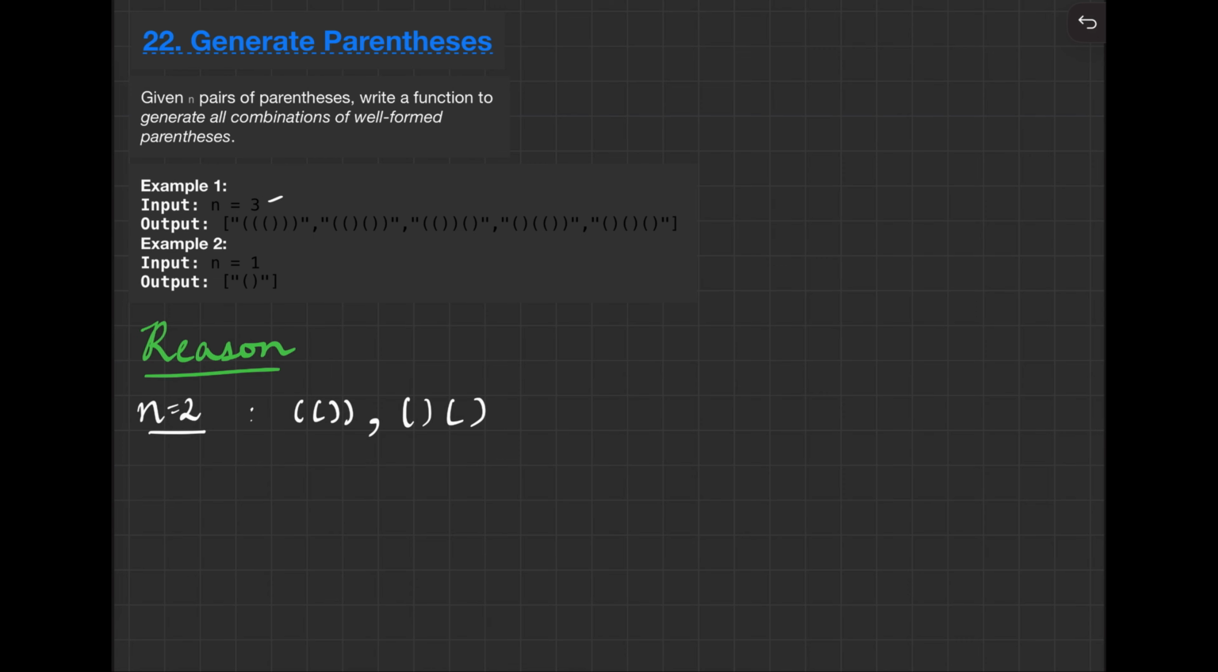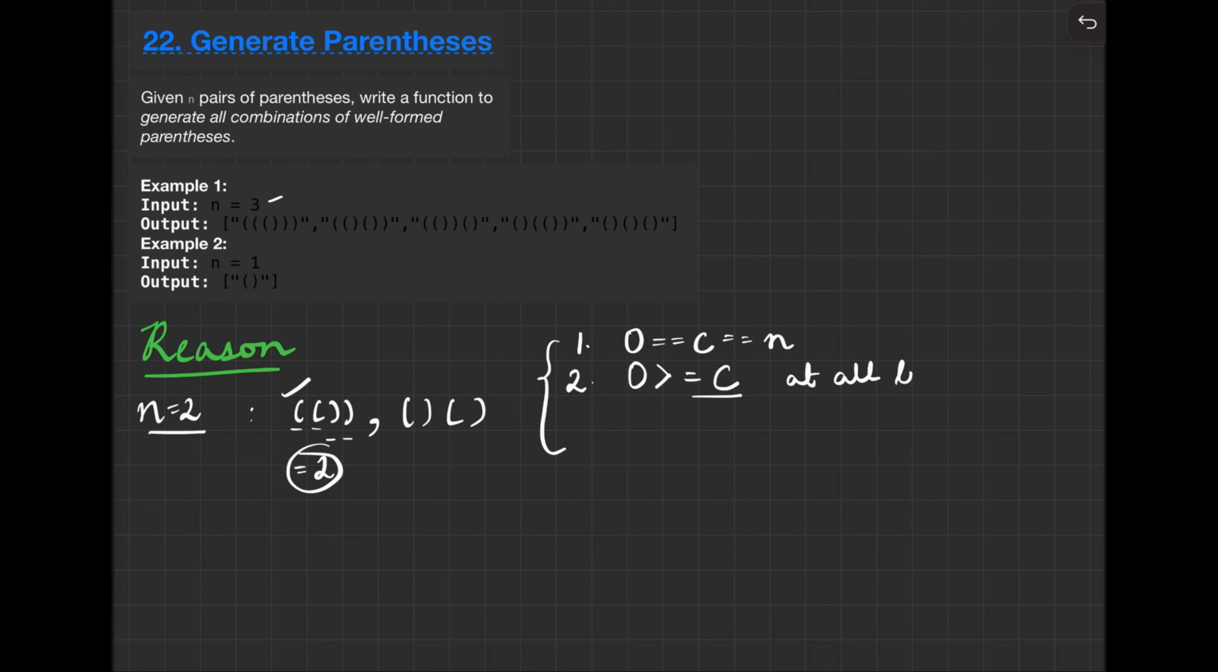Now if we start making a few observations, we'll see that the number of open brackets in a well-formed parenthesis is equal to the number of closed, which is equal to n, the n which is given to you. So in this case, the number of opens is equal to the number of closed, which is 2. Another observation you can make is that at any point when you are creating a well-formed parenthesis, the number of open braces is always greater than or equal to the number of closed braces. If a parenthesis has to be well formed, this has to be satisfied at all times.